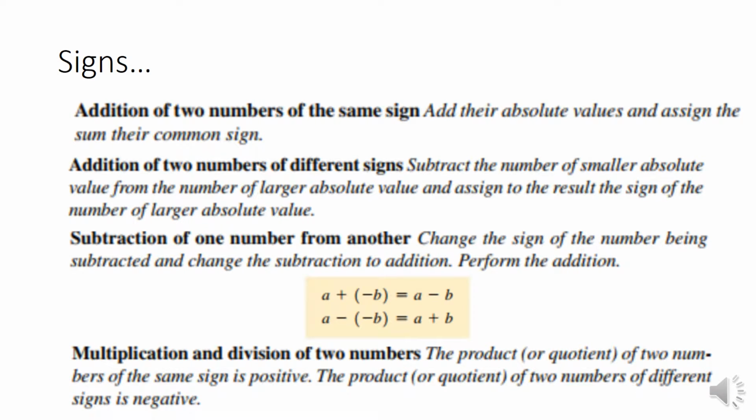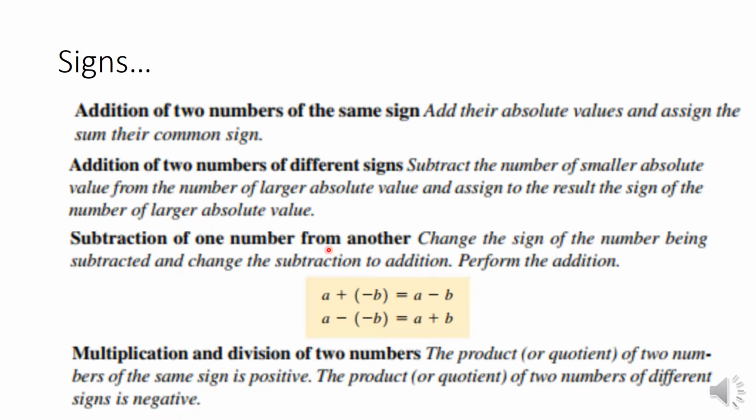And speaking of signs, the signs of numbers are sometimes a source of confusion for students. Addition of two numbers of the same sign, you add their absolute values and assign the sum of their common sign. If we add numbers that have different signs, subtract the number of the smaller absolute value from the number of the larger absolute value and assign the result the sign of the number with the larger absolute value.